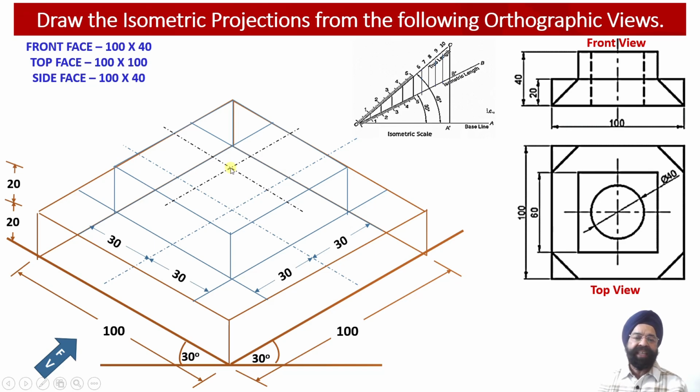Now with this as center, we are required to obtain a circular hole at the top, but we cannot draw a circular hole straight away because we know that a circle is going to be projected as an ellipse in an isometric projection. So how will this ellipse be obtained onto the top surface corresponding to the circular hole of 40 millimeter?